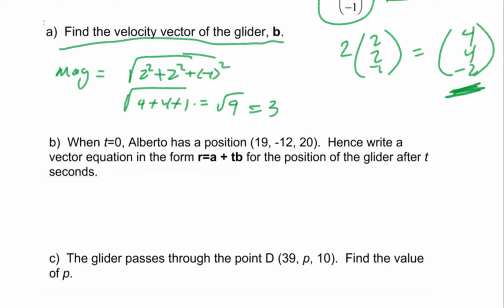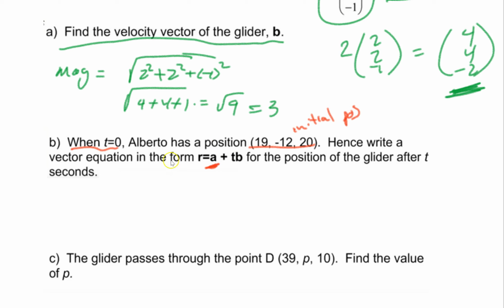Next part. When t equals 0, Alberto has a position of this. Now, again, t equals 0, that's initial position. That's all this is. This is a fancy way of saying this is initial position, which is A. Hence, write a vector equation in the form of this for the position vector of the glider after t seconds.